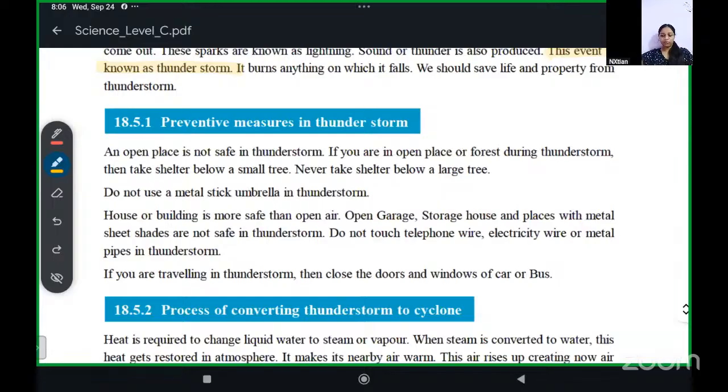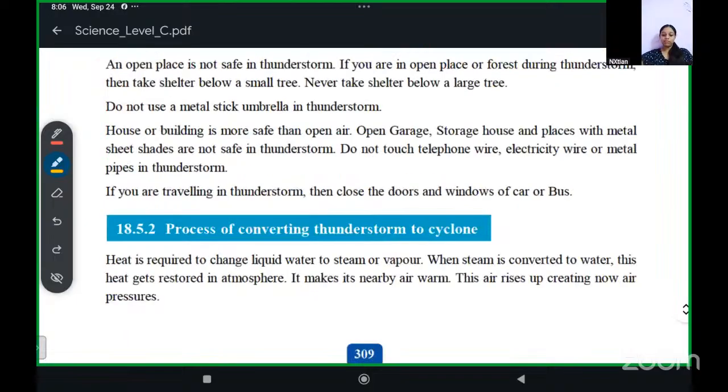Do not touch telephone wire, electricity wire, or metal pipes during thunder. If you're traveling in a thunderstorm, then close the doors and windows of a car or bus, while traveling in a thunderstorm.